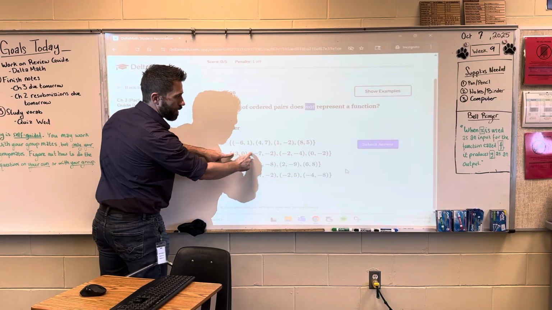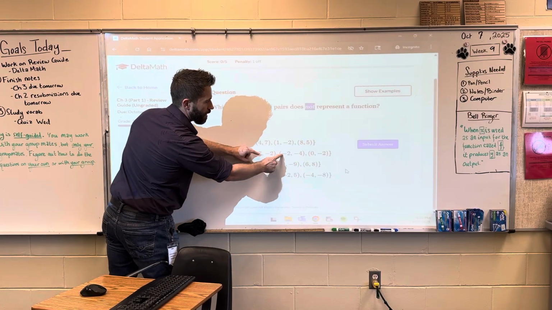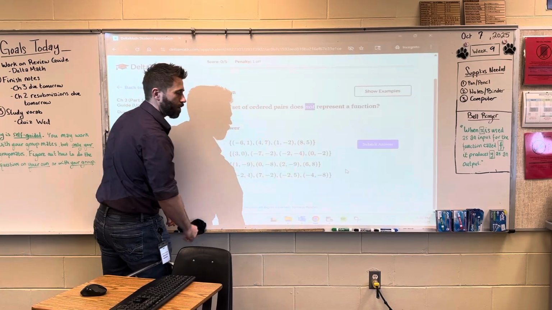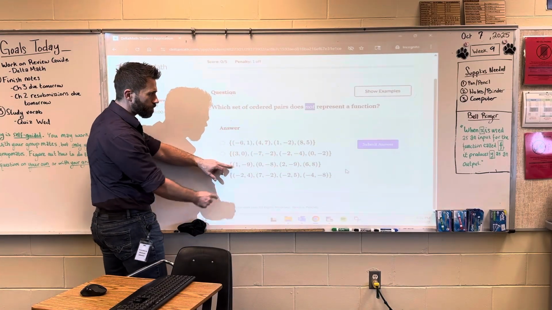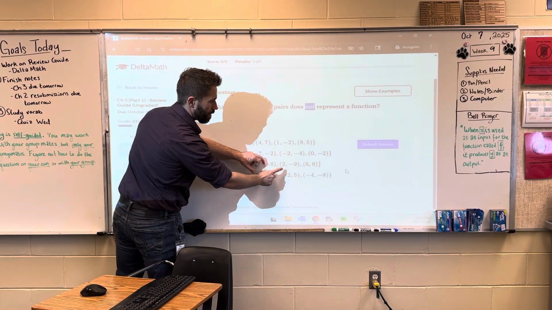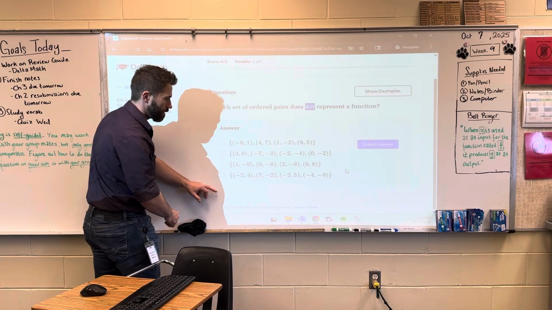The next one, 3. I don't see another 3. I don't see another -7. I don't see another -2. I don't see a 0. I'm only looking for the first number. I don't see another 1. I don't see another 0. I don't see another 2. I don't see another 6.